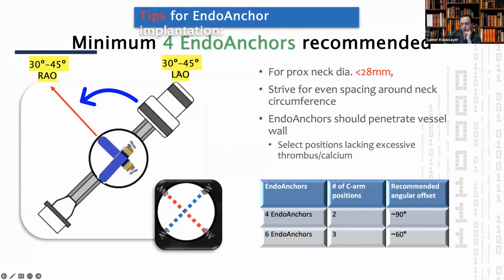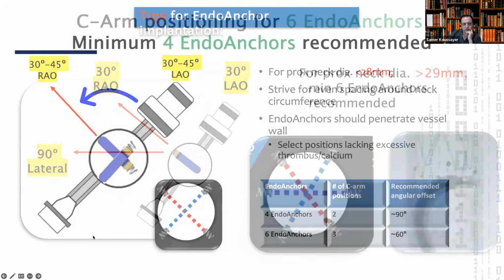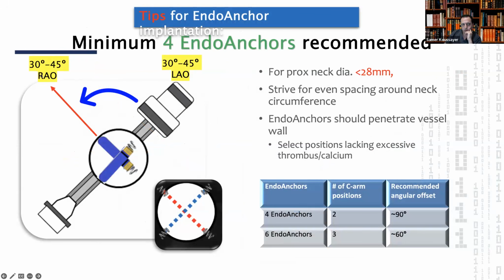How do you do that? You do an LAO 30 to 45. Then you put 2, then you twist it. Then you go RAO. So in LAO, you put 1 here, and you twist it with another 1 here. Then you go with the C-arm, RAO, 30 to 40, and you put 1 here, then you twist your C-arm, and you put the second 1 here. So you end up putting 4.